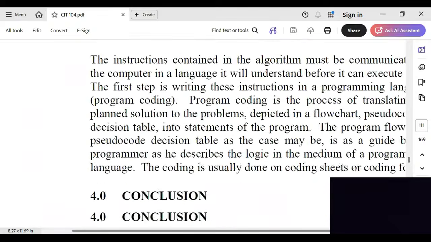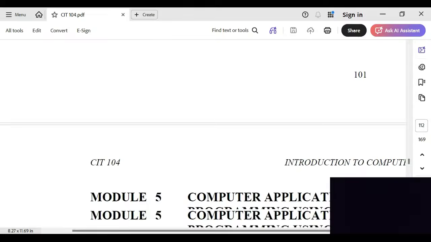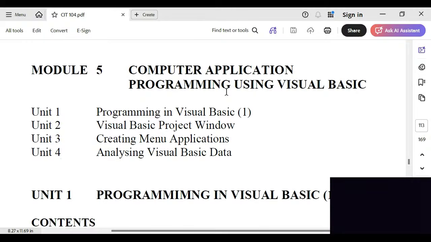Wait, where is the Visual Basic? Please, I want us to see it. I want us to see that Visual Basic before we go. Fine, look at it, module 5. It's right there in module 5. We are going to talk about programming in Visual Basic, part 1, then the Visual Basic project window and how it looks, creating menu applications, analyzing Visual Basic data. Those are the things we are going to check in the next class. We'll make sure we exhaust them.